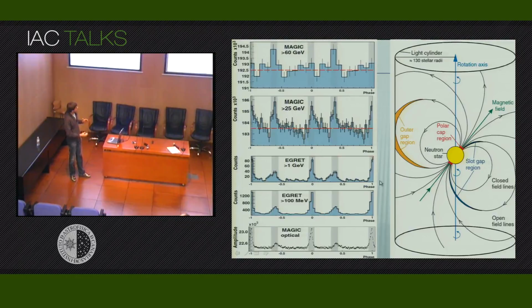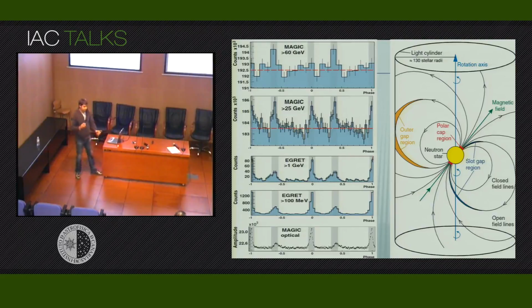What is also interesting is that in the case of the Crab, the gamma ray pulsations and the radio and optical and everything are very well aligned. All these peaks are very well aligned. But in other cases, they are not completely aligned, and then it's possible to discover some pulsars in gamma rays that were not discovered in radio or in optical. So we have another possibility to discover new pulsars.